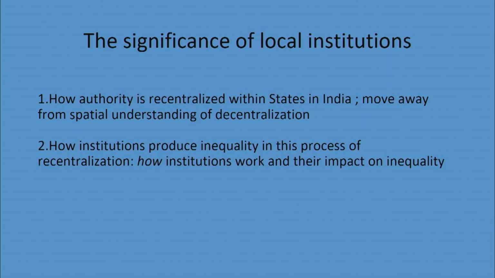So I'd like to foreground two things before I get into a summary of some of my findings. The first is I want to talk a little bit about how authority is re-centralized within states in India, at the local level of the state government. And I want to foreground that because I want to move away from a spatial understanding of decentralization, where we tend to think of decentralization as pushing power down, as we talked about today, with some of the regulations which have gone away. I want to think about how, when you push authority down, authority can actually get re-centralized in complicated ways at the level of states and state governments. And this has implications for water governance, as we'll see in a minute.